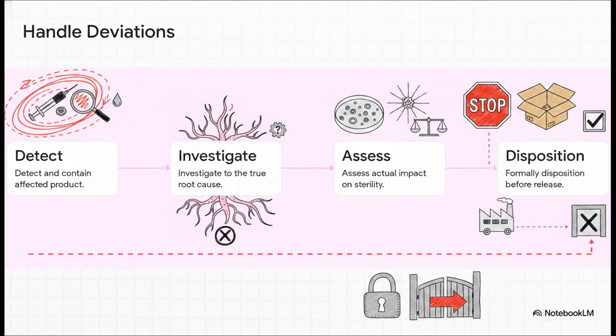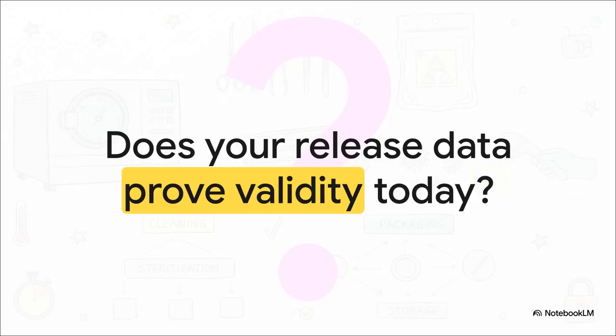1. Detect and immediately contain all affected product. 2. Investigate down to the true root cause, not just the surface symptom. 3. Assess the actual impact on product sterility. And 4. Formally disposition the batch. The absolutely crucial point here is that this entire workflow must be completed before a single unit from that batch goes out the door. You resolve the deviation first, you release second. Which leaves us with this final, really important thought.